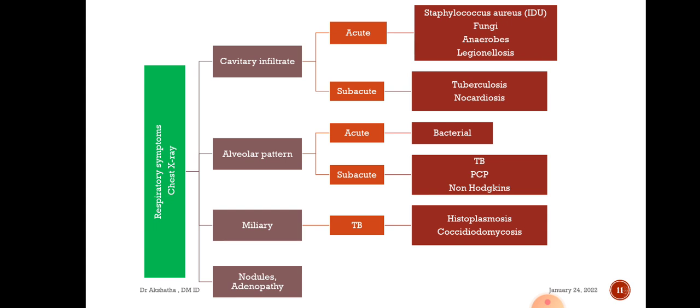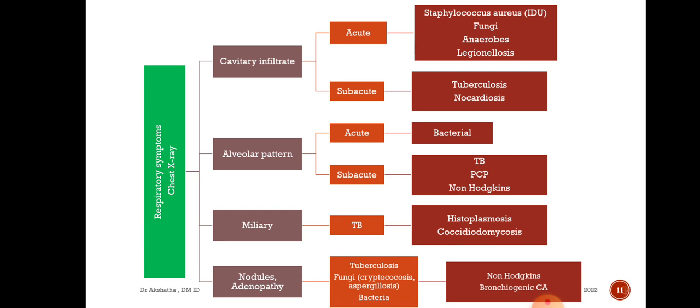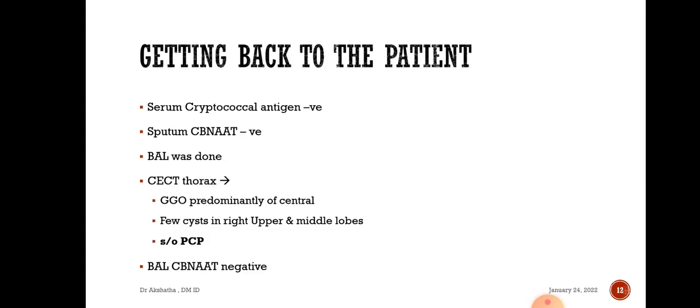As well, if the patient is having nodules or lymphadenopathy, think of TB, fungi as well as bacteria; fungi can be cryptococcal or aspergillosis. If it is non-infective or a chronic presentation, you look for non-infective causes like non-Hodgkin's lymphoma and bronchogenic carcinoma.